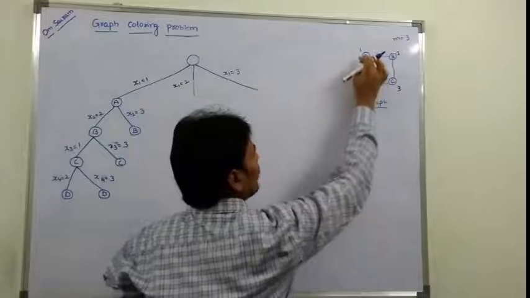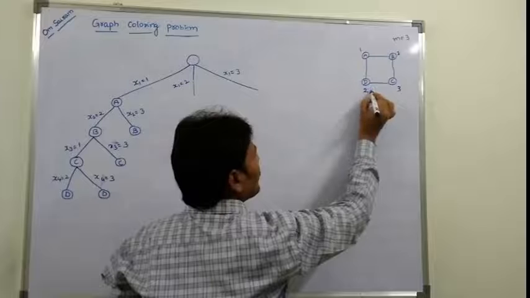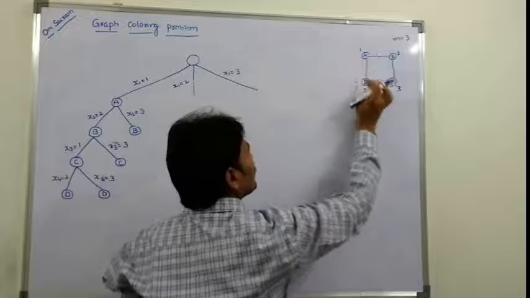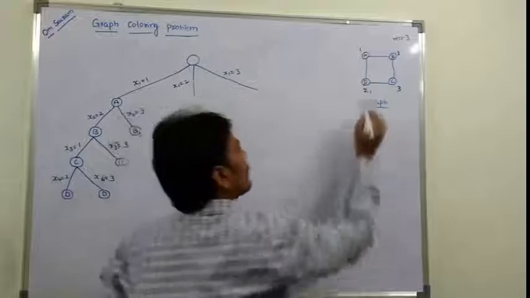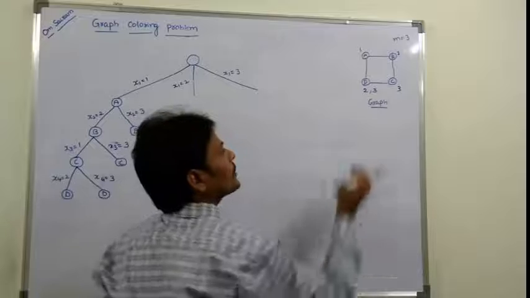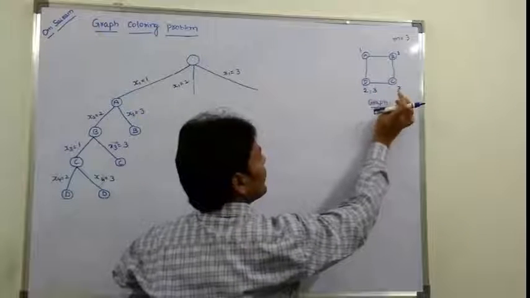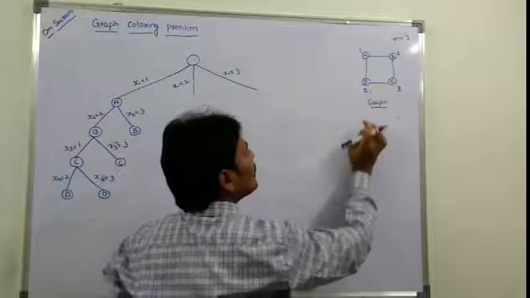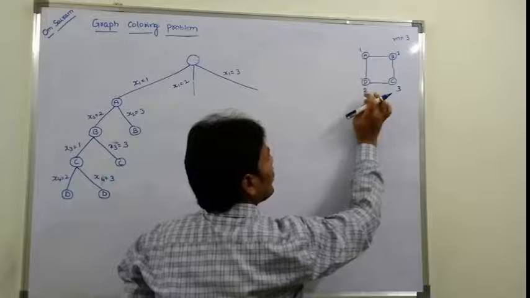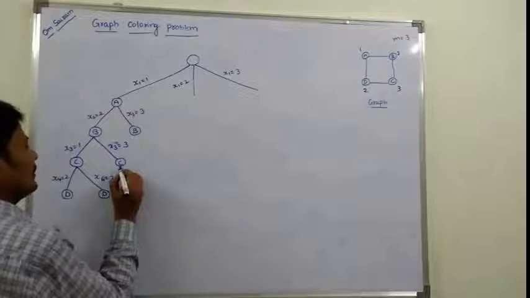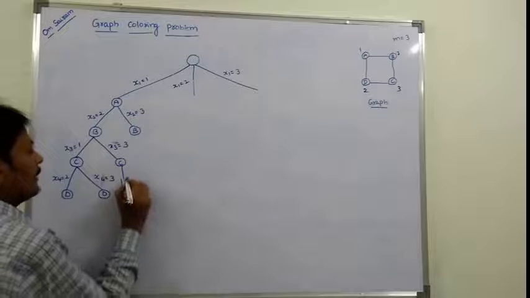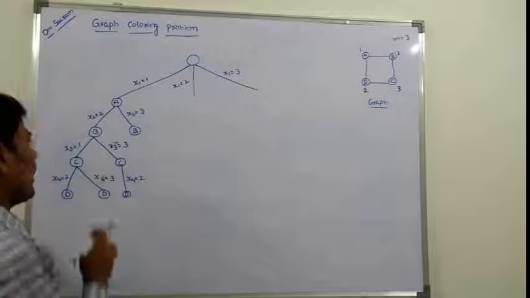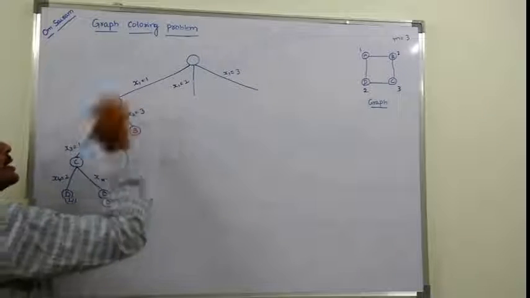The first color is not possible, because vertex A and vertex D are adjacent, so these two vertices cannot use the same color. Suppose we use the third color: vertex C and vertex D are adjacent, so these two vertices would have the same color. So the constraint is violated. So we go for vertex D filled with the second color. Next, again we have to backtrack.